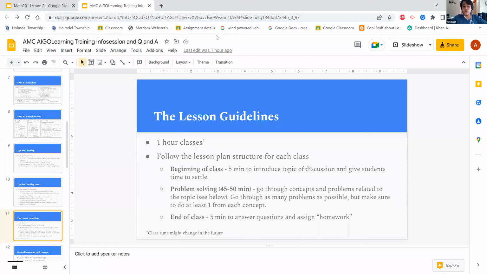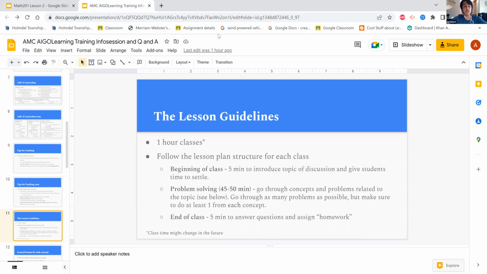This includes going through concepts and problems relating to the topic of discussion, and try to go through as many problems as possible, but to an extent, of course, that the students are given plenty of time to think about it and soak in the problem and make sure that they actually understand it. And if you don't get to all problems, make sure you do at least one from each concept.